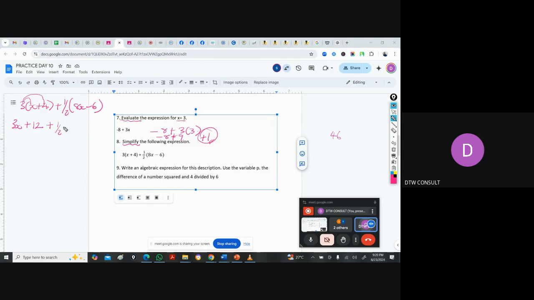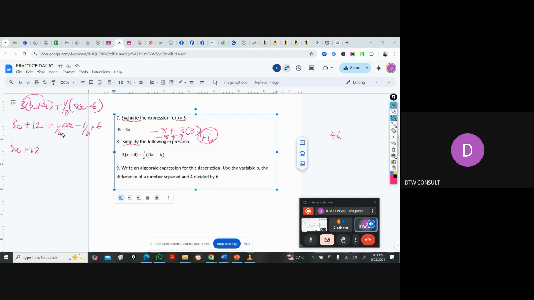That'll give us a positive half times 8x. Then you have positive half times negative 6. It will be a negative. When the signs multiply, positive times negative will be a negative, and you put your half times 6. So from here, we can drop this as 3x plus 12. There's nothing else to do here.